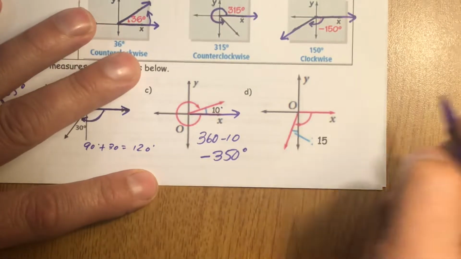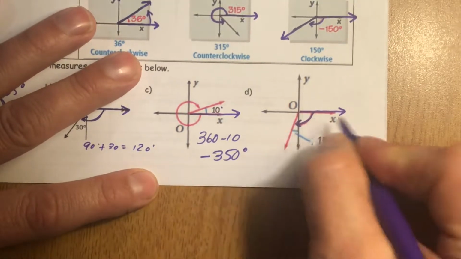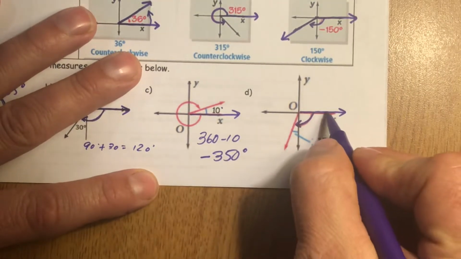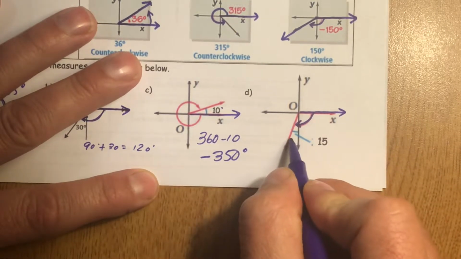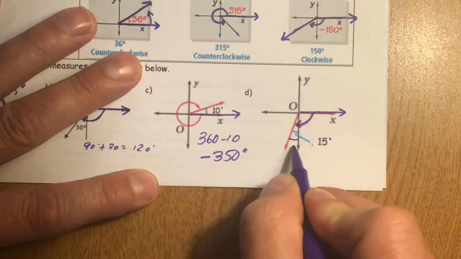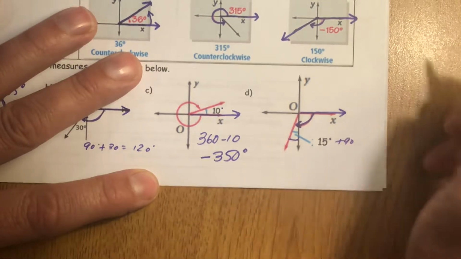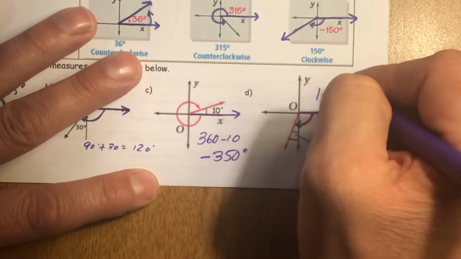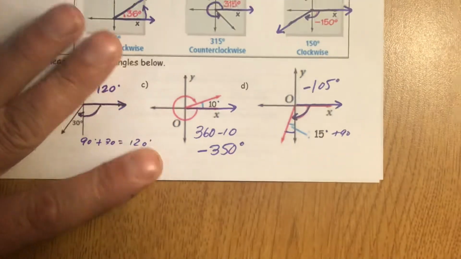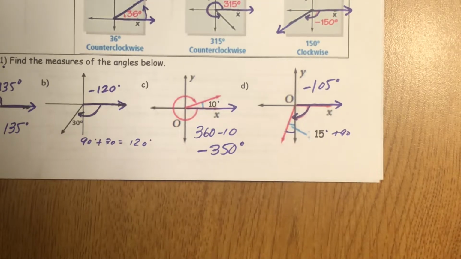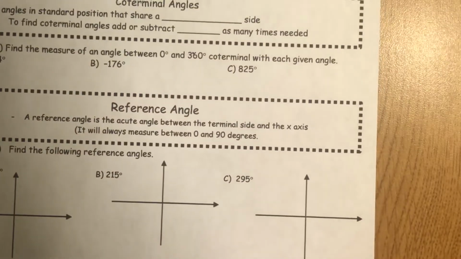Okay, D. All right, so again, start at my initial side. We start here. We're opening in a negative direction. And it looks like we're going to go 90 plus another 15. So they're indicating here that that's 15 degrees. So 90 plus 15 is going to be 105 degrees. Since it's a negative rotation, negative 105. Okay? All right.